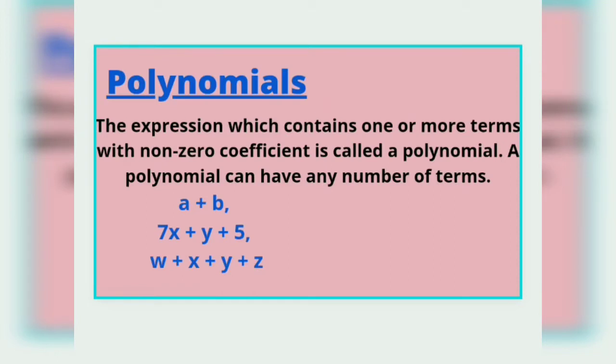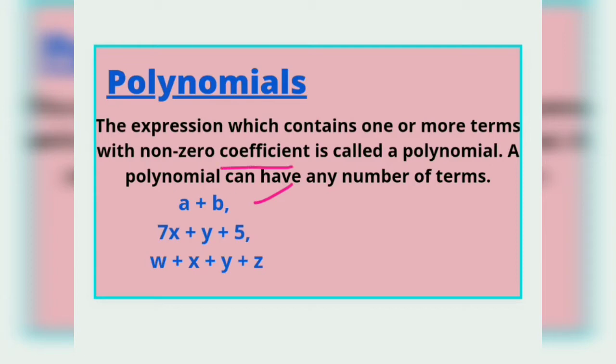Polynomials is any expression which contains one or more than one terms, okay, with non-zero coefficients. If you can see, we have some examples, that is a plus b. So a and b are the variables, okay, and see these two terms we have in this expression. Now if I read the next one, 7x plus y plus 5. So here x and y are the variables, 7 and 5 are the coefficients.